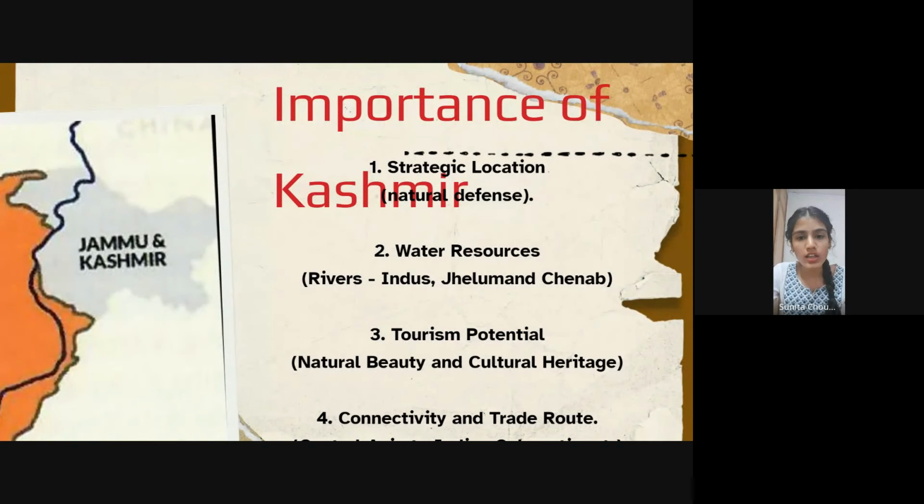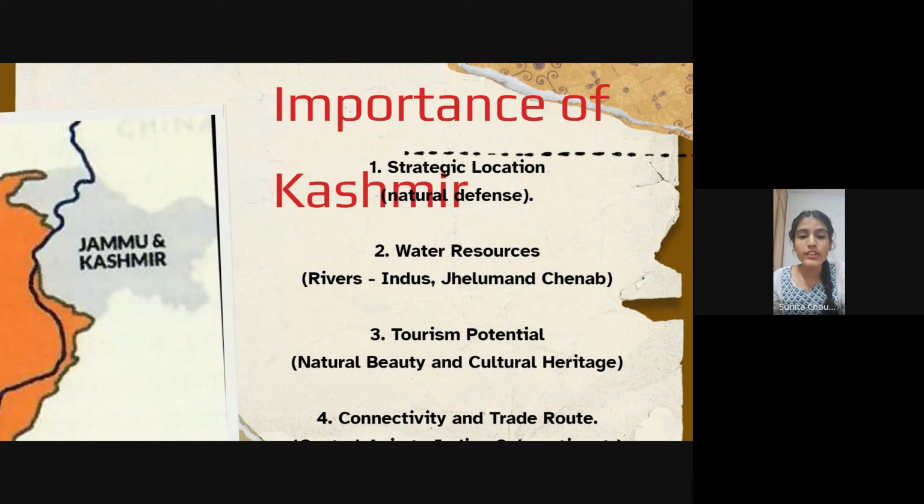Next, coming to the importance of Kashmir. Now, what is the importance of Kashmir, that both the nations are having contentions with each other? So the very first reason is the strategic location Kashmir has got. As we know that there are challenging terrains in Kashmir, including mountains and glaciers, which naturally provides Kashmir a defense. Also, Kashmir has many rivers. Kashmir is home to many rivers like Indus, Jhelum, and Chenab. So, as we know that water helps in agriculture as well as to generate hydroelectricity power.